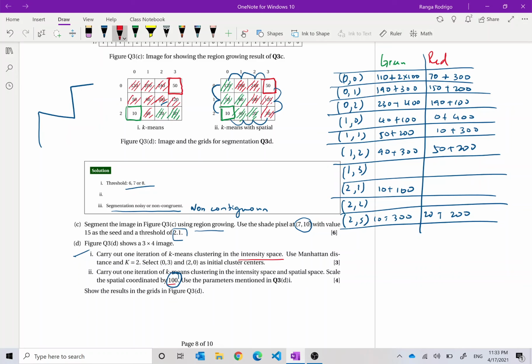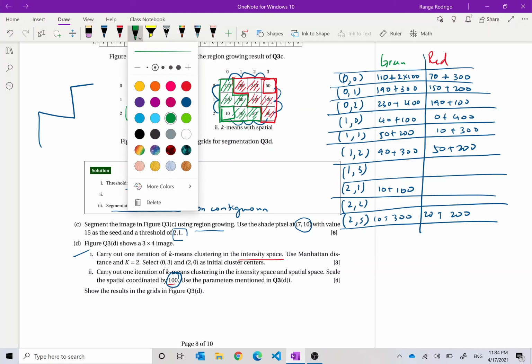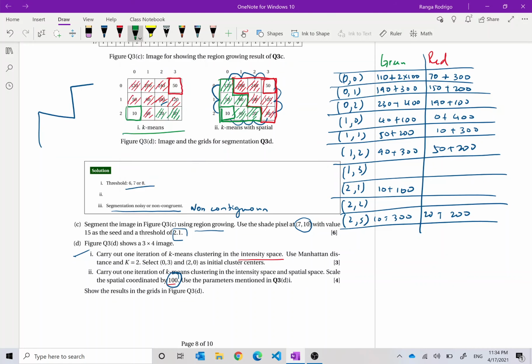So you can see the segmentation is quite nice in this case when we consider the spatial contribution also, but you have to clearly see that it has to be multiplied by some number to match the contribution from the intensity space and the distance space. Here you can see they are not even contiguous in the previous case. Okay, so now we solved that problem.